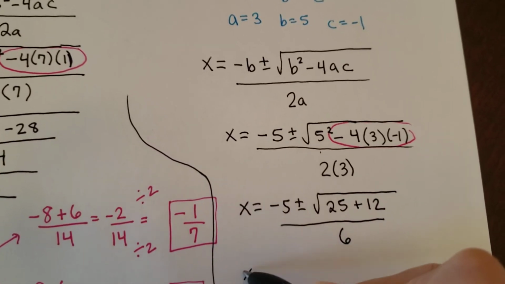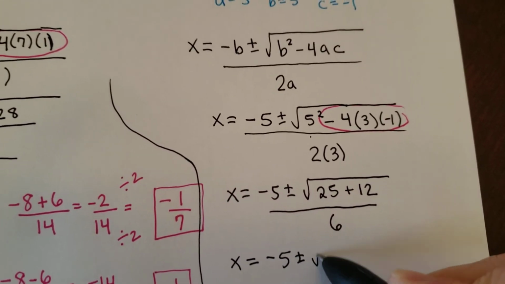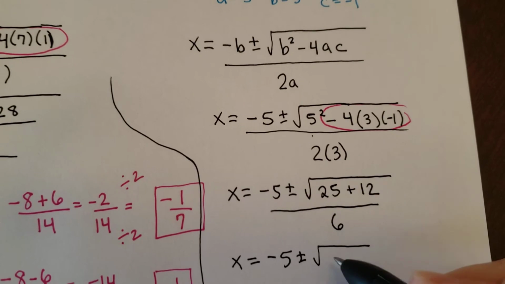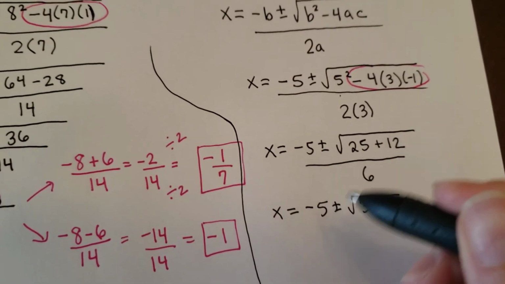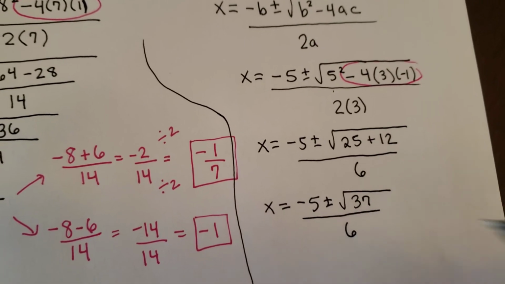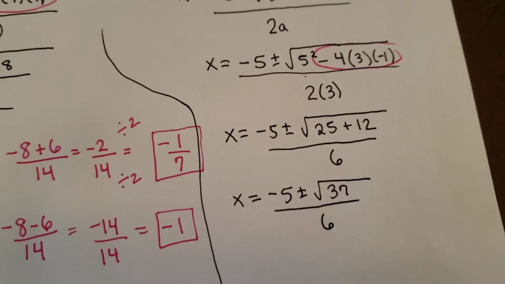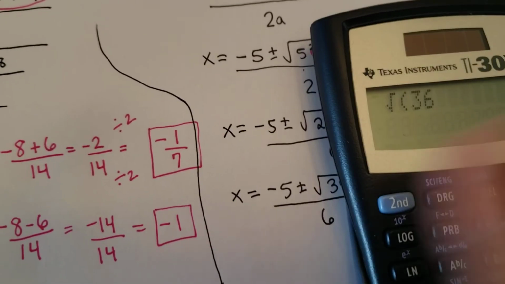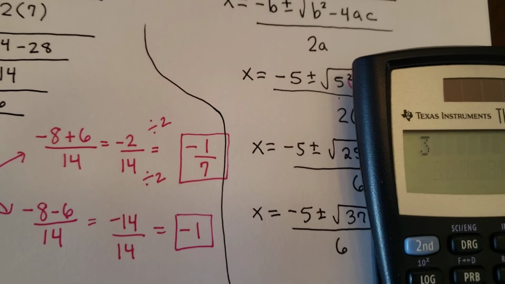And then we'll keep going. So we're going to add that 25 and that 12. And that'll give us 37 over 6. Now 37 is not a perfect square, so we are going to need to put this in the calculator. Now let's see if we can remember how to do that. So we're going to do 37. I think you have to do it differently.